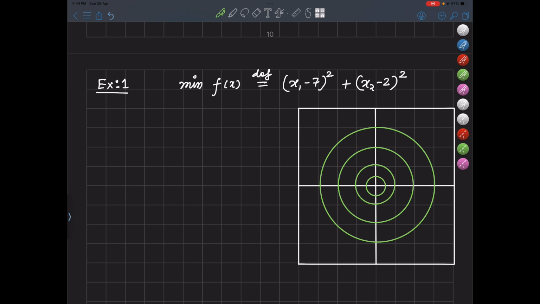Okay, so circular contours. Now let's look at the gradient of the function. What is the gradient of the function? It's 2x1 minus 7 and 2 into x2 minus 2. This is the gradient vector. And let's look at the Hessian. Because it's a quadratic function, the Hessian will be constant.